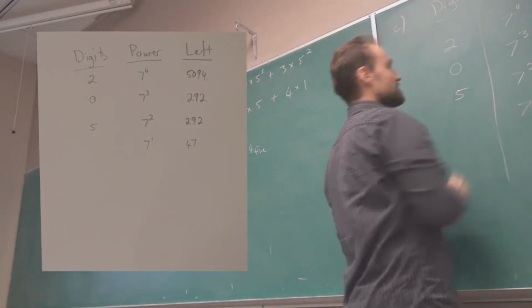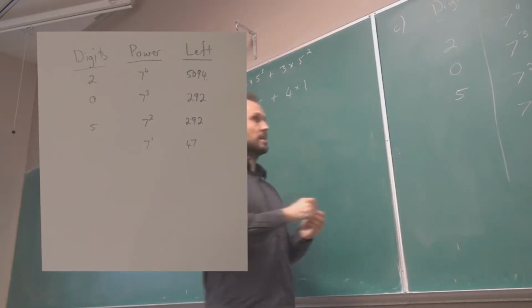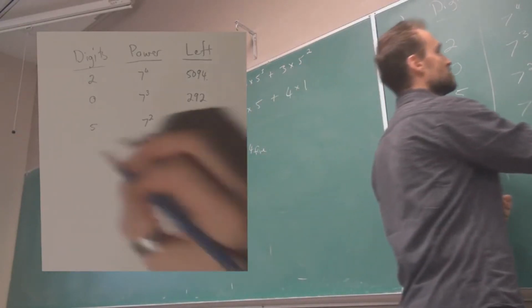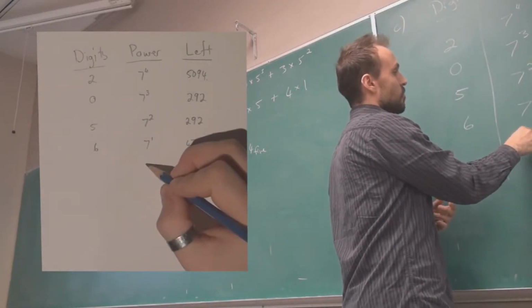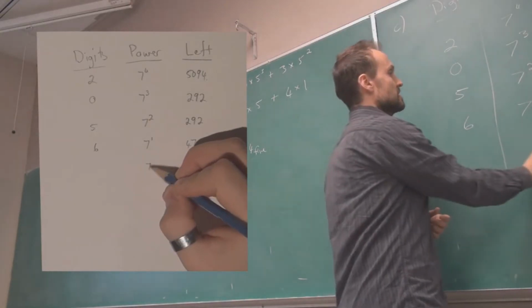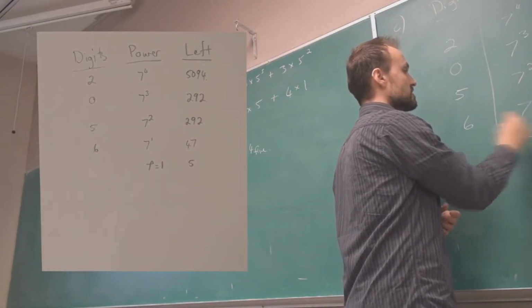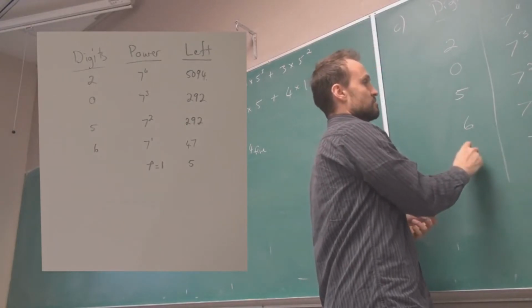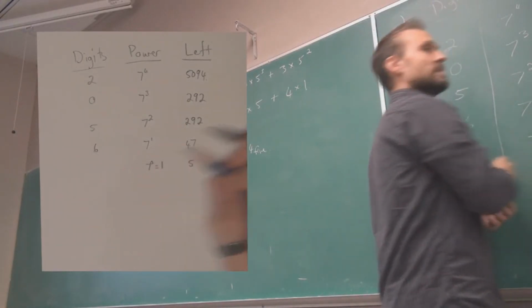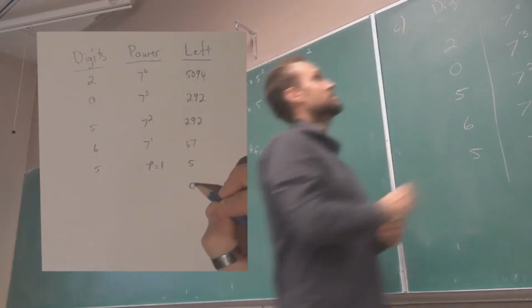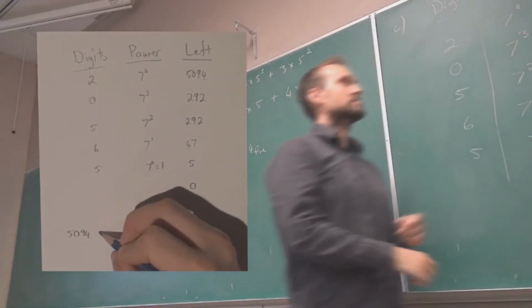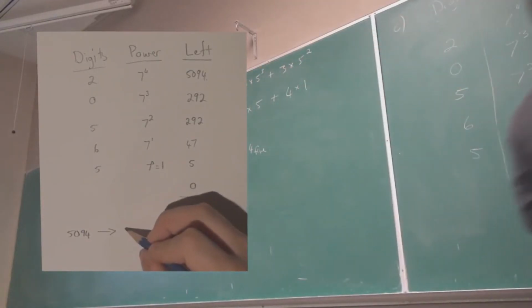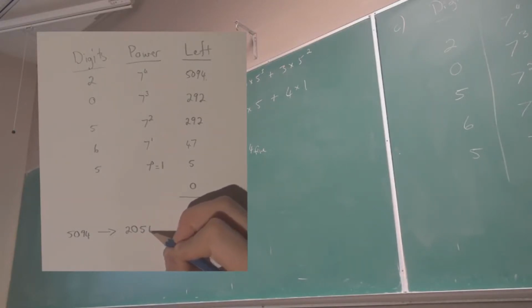Then I can fit in some 7s, 6 of them for 42. So I have 5 left. Let's finish the table. And I guess 1s, 7 to the 0. Which will just be all 5 of them, and I have nothing left, so I'm done. That means that 5094 base 10 is 20565 base 7.